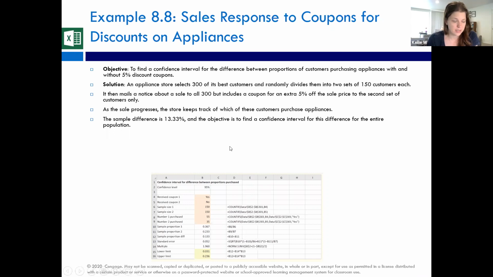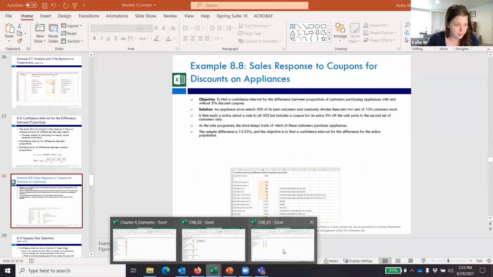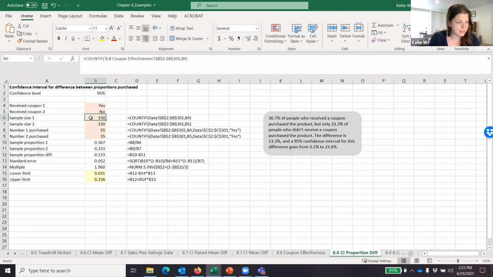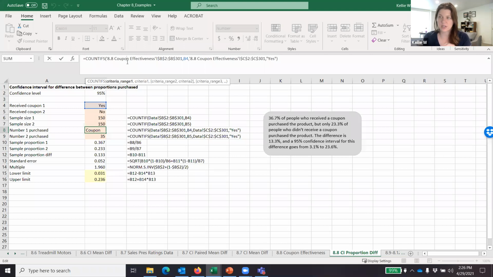So they'll track which of these customers purchase appliances after getting the sale notice, and then they want to see what the difference is between the proportions. So they broke their data into yes, they received a coupon, or no, they did not, and then yes or no for purchasing. Both groups have the same sample size. For the group that purchased with the coupon, they just use the COUNTIFS function, counting on the coupon effectiveness data, looking for yes, they made a purchase, and yes, they got a coupon. And for this one, they're looking for yes, they made a purchase, and no, they did not get a coupon.